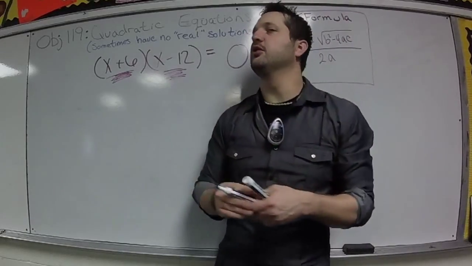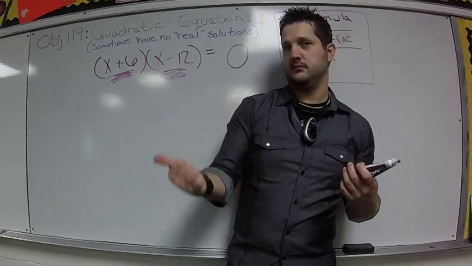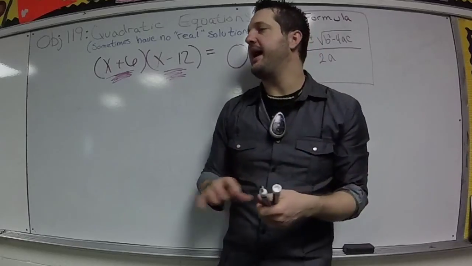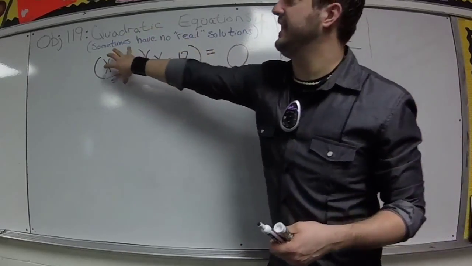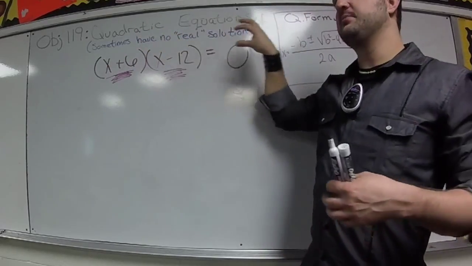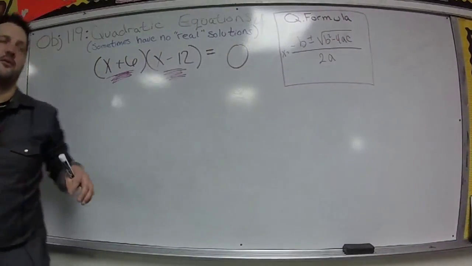You have to really think. x equals negative 6 and x equals positive 12. Yeah, you have to really think back. When you had these two parentheses multiplied and that equals 0, you can say x equals negative 6, x equals positive 12. That's something from quite a while back.